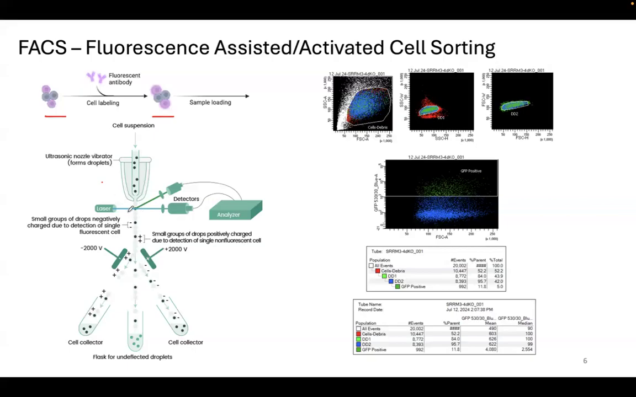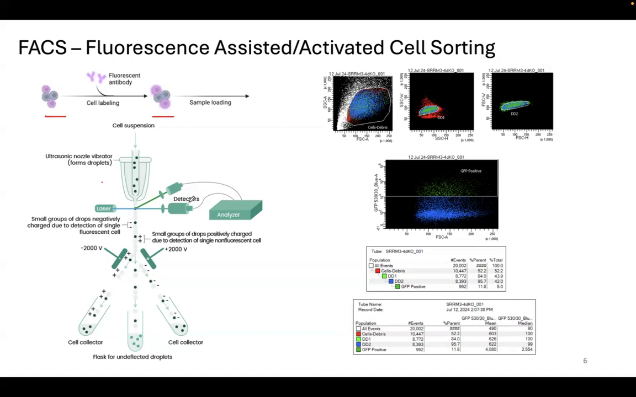And then there is some sort of a laser that falls onto the cells one at a time as it's flowing out of this droplet generator. And there are multiple detectors. Depending on what detectors there are, mostly you are going to see two sorts of things. One is known as a forward scatter, one is known as a side scatter. These are your non-fluorescent detectors.